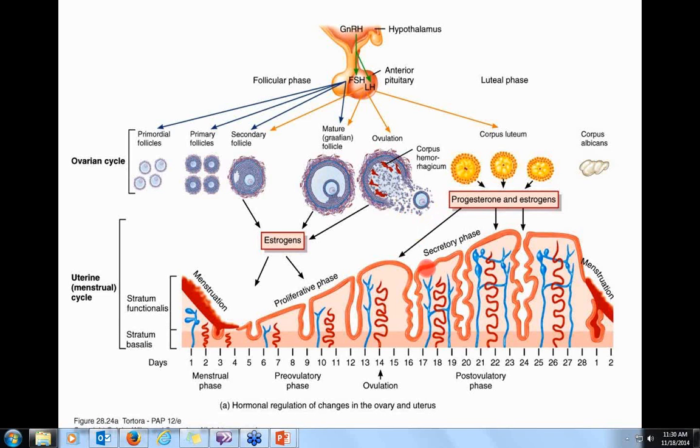And in the post-ovulatory cycle, about 1 more week, the endometrium continues to thicken in the uterus, in hopes of a fertilized egg implanting. It's quite an amazing thing.